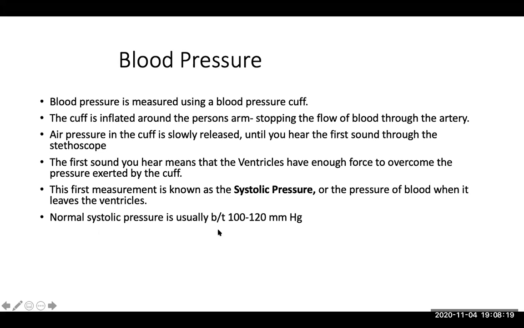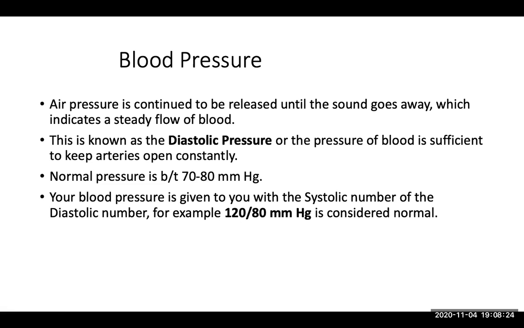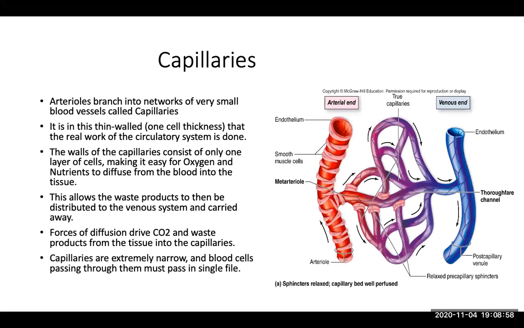Normal systolic pressure is usually between 100 and 120 millimeters of mercury. The air pressure will continue to be released until the sound goes away. The pressure at which you hear the last sound is known as the diastolic pressure, or the pressure of the blood that's sufficient to keep arteries open constantly. That's normally between 70 and 80. Your blood pressure is given as a fraction, with the systolic number on the top and the diastolic number on the bottom. 120 over 80 millimeters of mercury is considered normal, with anything above that being hypertension, or high blood pressure.